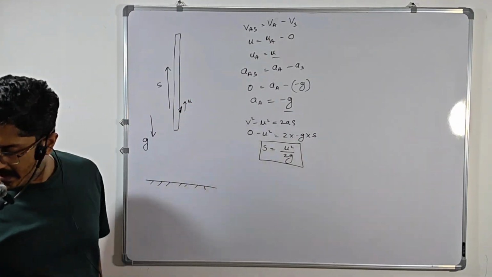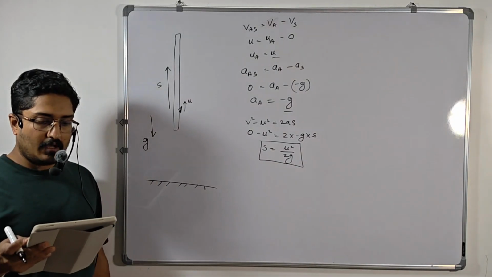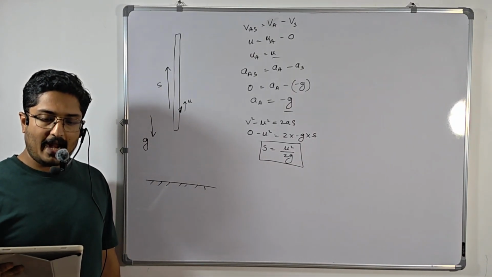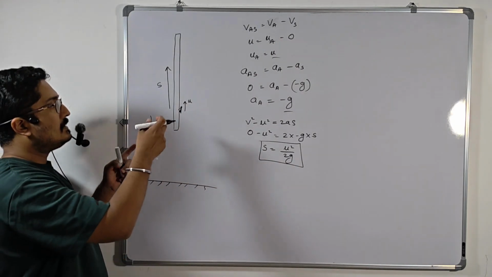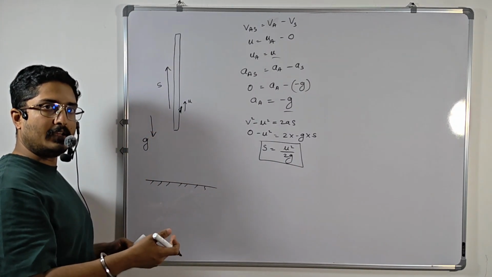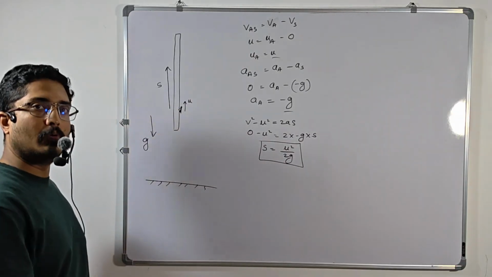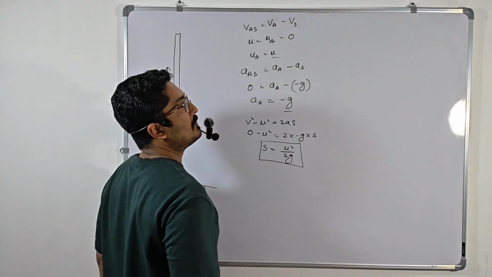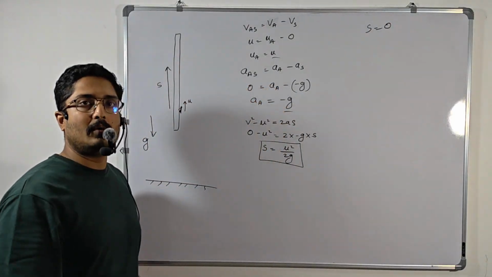Now, the next part of the question: they're asking what time after the start the ant will be at the same height from where it started. If the ant is at the same height from where it started, then what will be its displacement with respect to ground? Everything we are talking about is with respect to ground. So the displacement is zero, and they want the time.